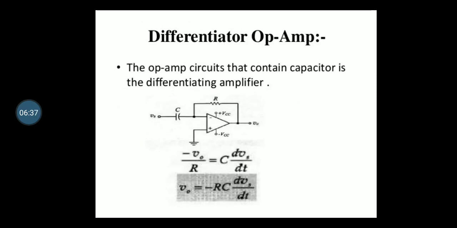Now, the differentiator. Another important application of the op-amp is the differentiator. A differentiator is a circuit whose output is proportional to the derivative of its input. It may be constructed from a basic inverting amplifier if the input resistance R1 is replaced by a capacitor C1.